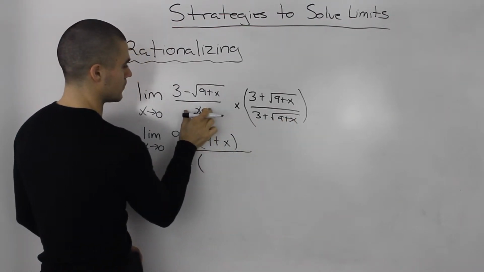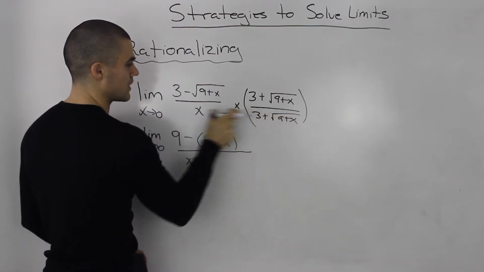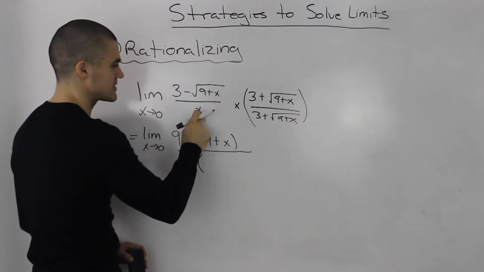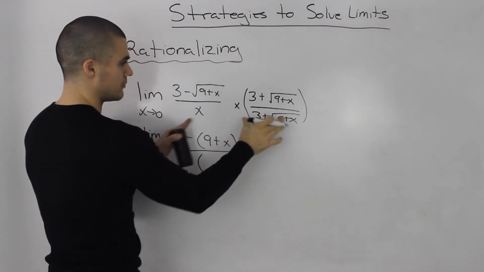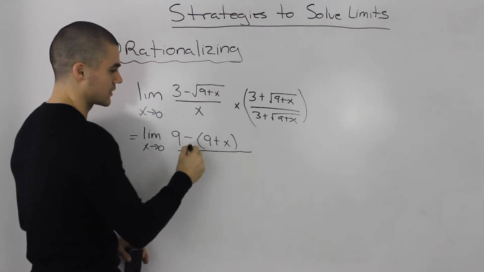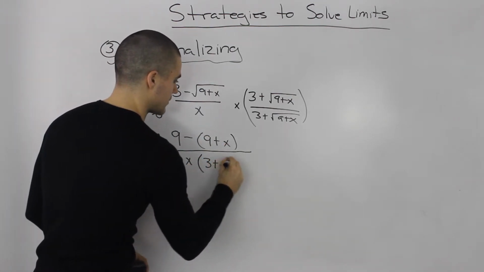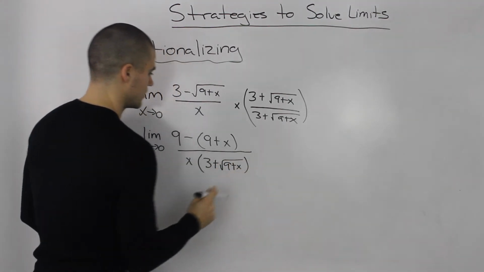A lot of times when students are multiplying these two expressions, this x and this 3 plus root 9 plus x, sometimes they like to distribute the x inside. But I suggest to keep these separately, because remember, we want to get rid of this x. We're going to cross it out eventually. So in the denominator, keep these separately and don't distribute the x inside.